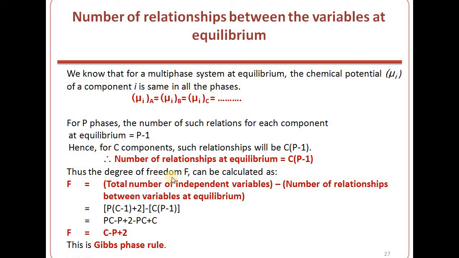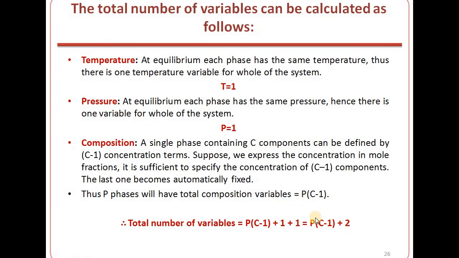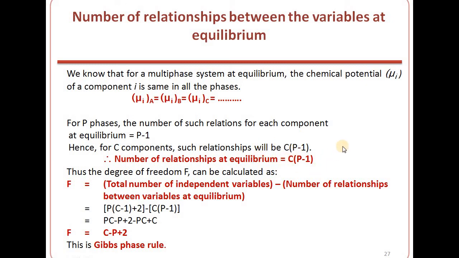Now we very well know the total number of degrees of freedom are calculated as total number of independent variables defining the system minus number of such relationships at equilibrium. So what we are doing here, we have calculated the total number of variables which is equal to P into C minus 1 plus 2, minus total number of relationships at equilibrium. So finally we are getting the expression for the Gibbs phase rule, which is giving the total number of degrees of freedom is equal to total number of components minus total number of phases plus 2. So this is all about the derivation of Gibbs phase rule. Next topic we will continue in the next lecture.